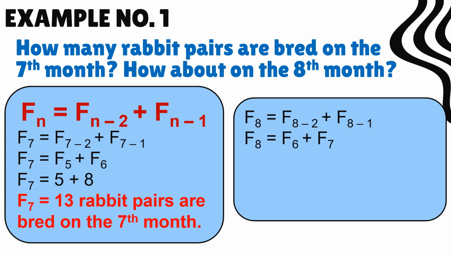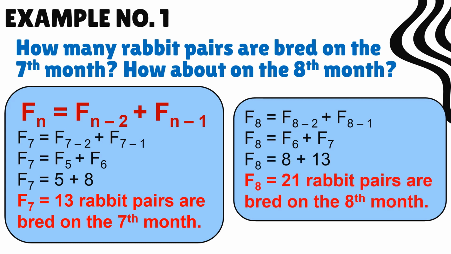Substitute the values of the 6th and 7th terms of the Fibonacci sequence, which are 8 and 13. And the 8th term is 21. Therefore, 21 rabbit pairs are bred in the 8th month.